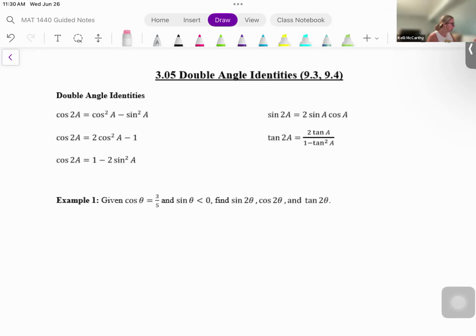Similar to our sum and difference identities, we can use the double angle identities to evaluate trig functions for angles that are maybe not on the unit circle, but half of it is. So we're going to see how that works in these examples here.